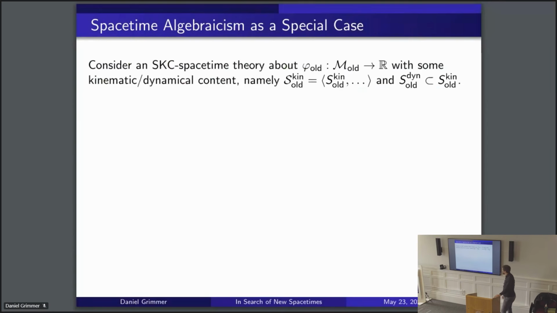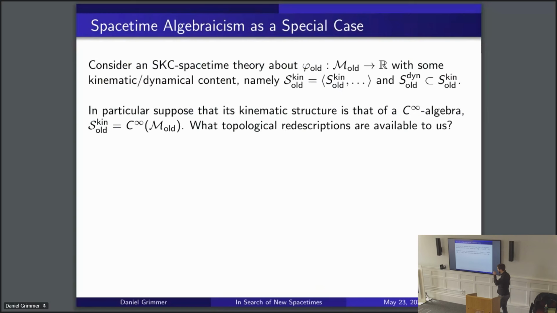To make it more concrete, let me make a comparison with spacetime algebraicism, which we saw last week in the Thursday seminar. So consider some theory with spacetime kinematic compatibility. It's just my minor technical constraint. It's about some theory about real valued functions, right? And it has some dynamical contents and some kinematic contents. But let's, in particular, suppose that the kinematic structure of this theory is a C-infinity algebra in the way that we're used to dealing with for these kinds of Einstein algebras, something like that.